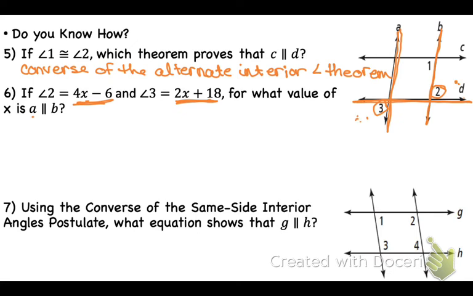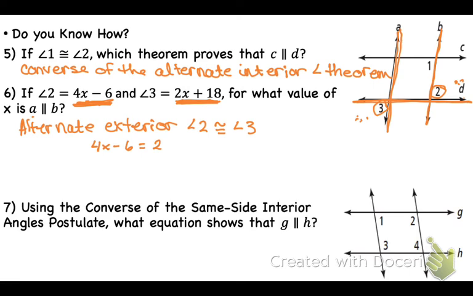They're alternate exterior. So alternate exterior says what? That 2 and 3 have to be what? Congruent. So that means their measures are equal, yes? So what do I need to do with 4x minus 6 and 2x plus 18? You gotta do the equation. I have to do the equation, and that equation is going to look like 4x minus 6. Xander, slow your roll a little bit.